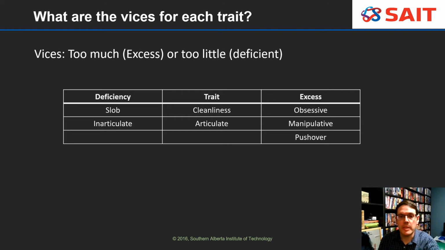The excess would be being manipulative. That's being able to talk people into doing things which otherwise they wouldn't. For being a pushover, we have to figure out what neutral trait is being a pushover and excessive. Well, how about being considerate? Being considerate is neutral because you can be too considerate and you can be not considerate enough. An excess of being considerate would be being a pushover, and a deficiency would be being inconsiderate.